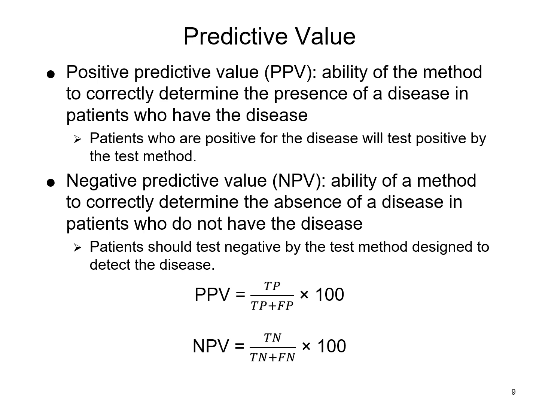So now we're going to talk about predictive value. With our predictive value, a positive predictive value means that the method has the ability to correctly determine the presence of the disease in a patient who actually has the disease. So patients who are positive for that disease will test positive by this particular test method. And of course, our negative predictive value means that the same method can correctly determine the absence of the disease in patients who do not have it, meaning they are truly negative. So patients should test negative by the test method that is designed to detect a particular disease. And the equations for the positive and negative predictive values are listed here, which of course use the true positives and the true negatives against the false positives and the false negatives.